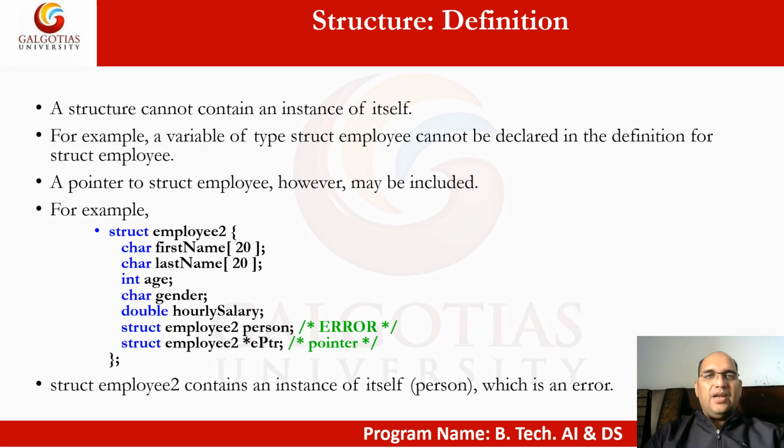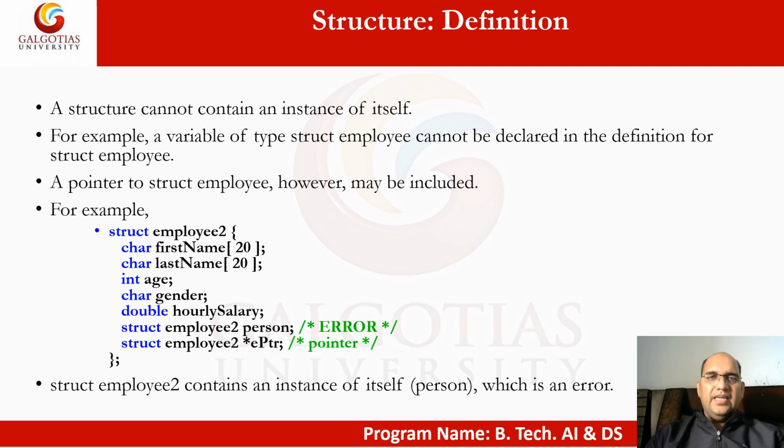A structure cannot contain an instance of itself, right? So we will see this in this example. For example, a variable of type struct employee cannot be declared in the definition for struct employee. A pointer to a struct employee, however, may be included. So it says two things. The first thing it says is that a structure cannot contain its own instance inside it.